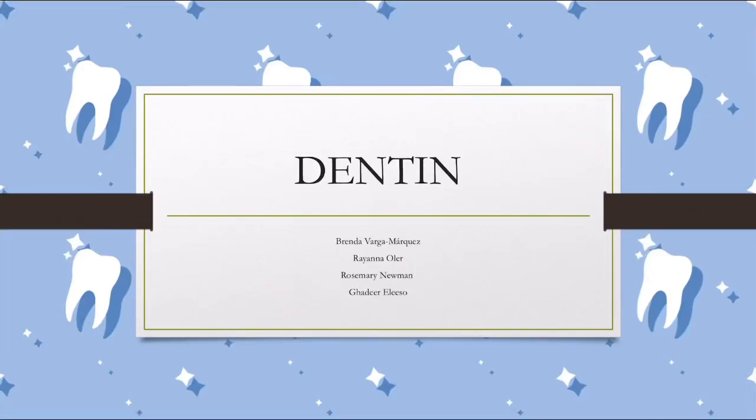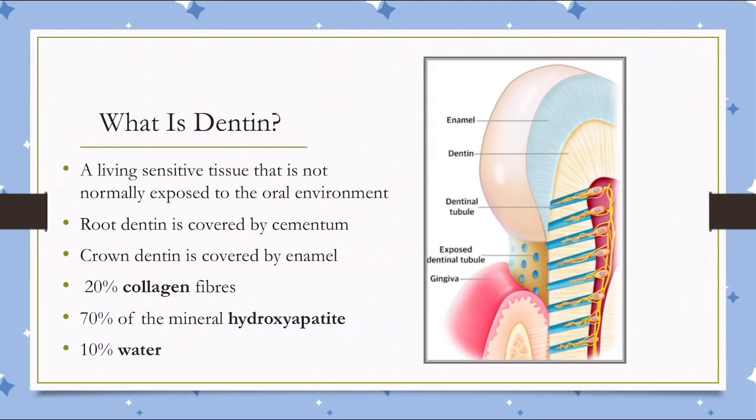Today we're going to learn a little bit about dentin. So first things first, what is dentin? Dentin is a living sensitive tissue that is not normally exposed to the oral environment. So our root dentin is covered by cementum and our crown dentin is covered by enamel.